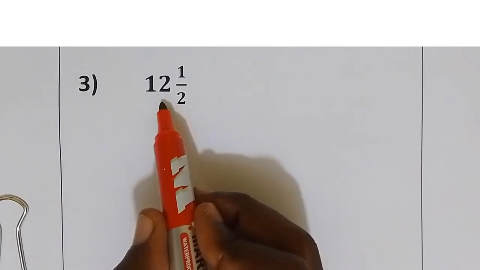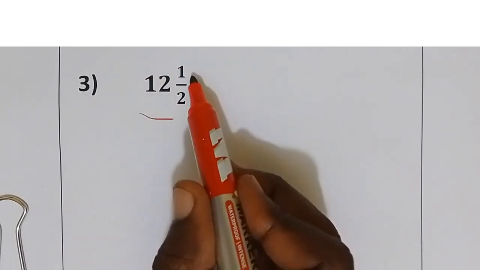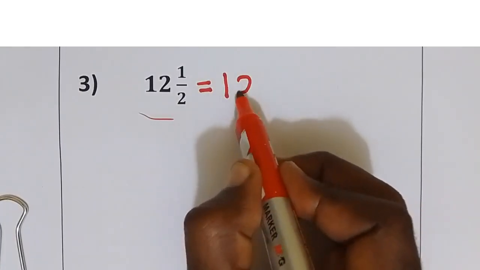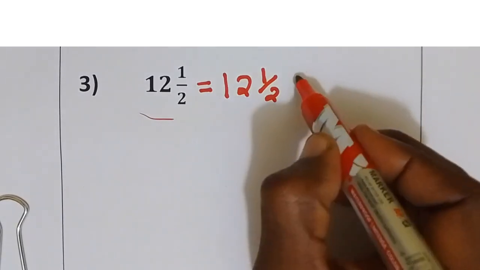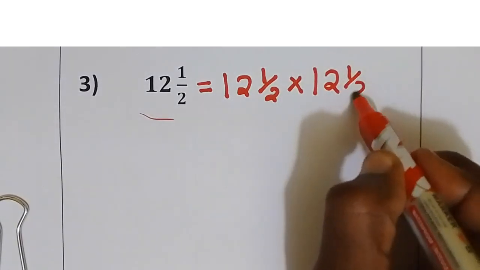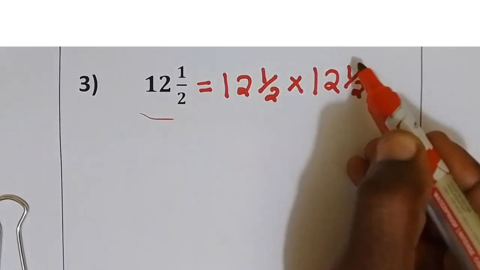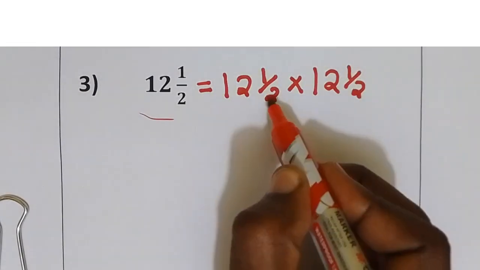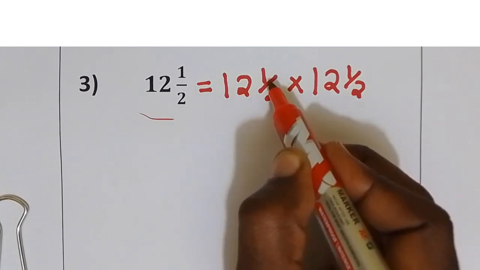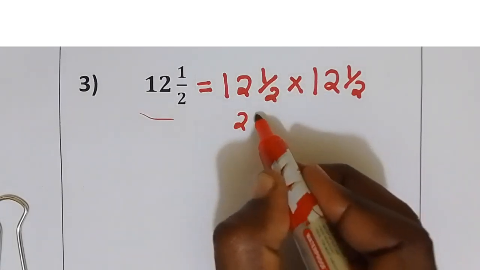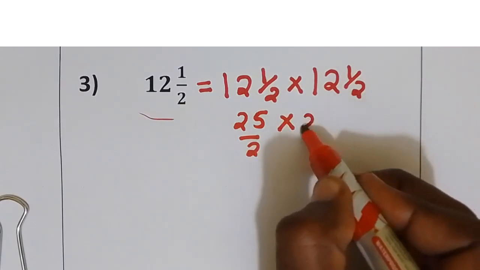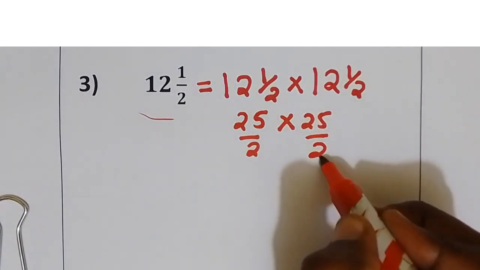We have 12 and a half. We need to find the square of it. So this is equal to 12 and a half multiplied by 12 and a half. I'm going to change these mixed numbers into improper fractions. That is 2 multiplied by 12 is equal to 24 plus 1 is going to be 25 over 2, multiplied by again 25 over 2.